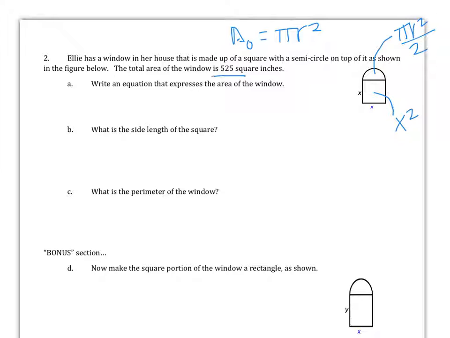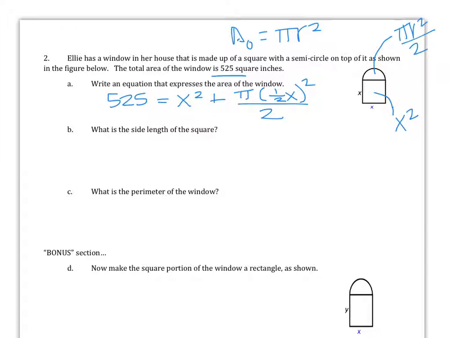Okay, so the total area of the window is 525. So we have 525 is going to equal x squared for the square plus pi r squared over 2. So I'm going to write it all out for right now. Pi, r is half of x, so half of x squared, and that all goes over 2.